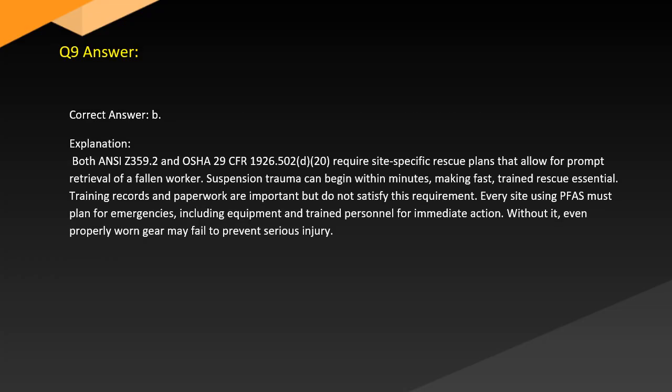Answer. Correct answer: B. Explanation. Both ANSI Z359.2 and OSHA 29 CFR 1926.502(d)(20) require site-specific rescue plans that allow for prompt retrieval of a fallen worker. Suspension trauma can begin within minutes, making fast, trained rescue essential. Training records and paperwork are important but do not satisfy this requirement. Every site using FPS must plan for emergencies, including equipment and trained personnel for immediate action. Without it, even properly worn gear may fail to prevent serious injury.